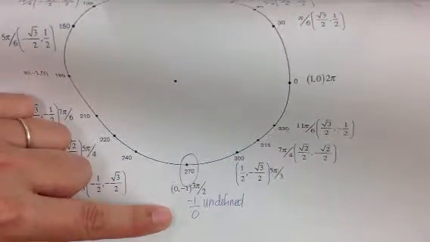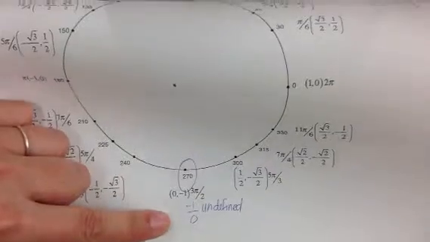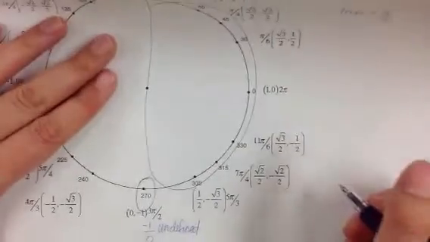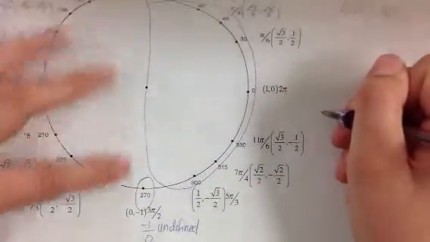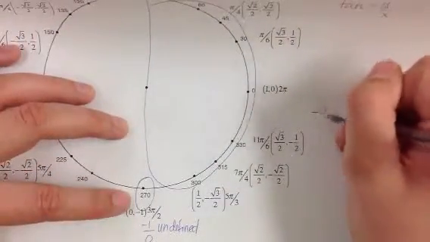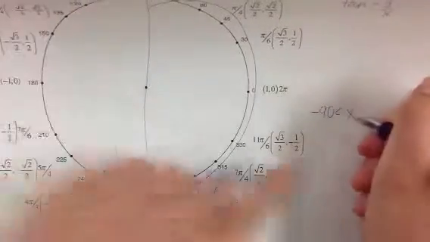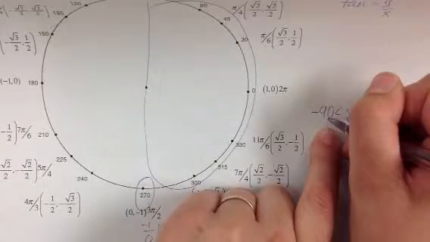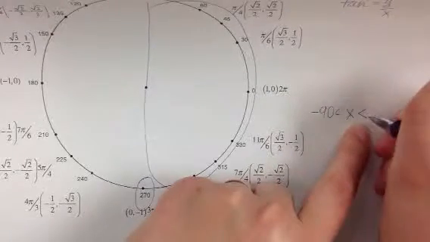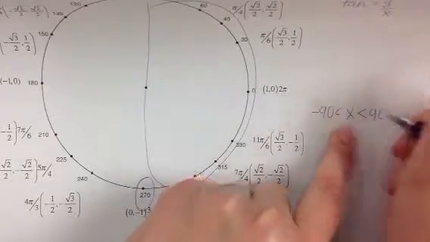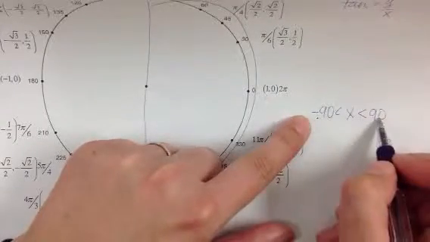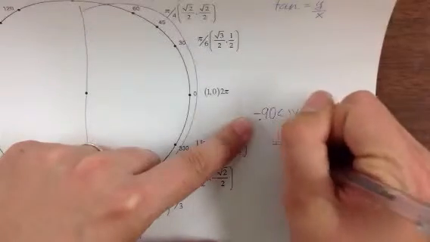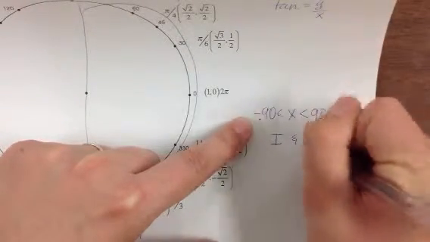Okay, so that's undefined both places. So for tangent, we're only going to look at these two quadrants, but we don't want all numbers greater than 90. So I read this backwards: all numbers greater than negative 90 degrees, not equal to, notice, and less than 90. So between negative 90 and 90. So for tangent, I am looking at the first quadrant and the fourth quadrant.